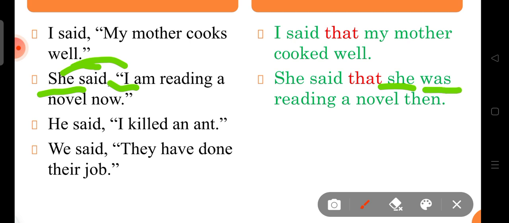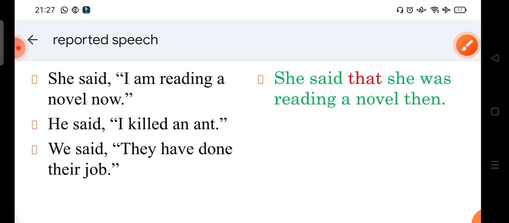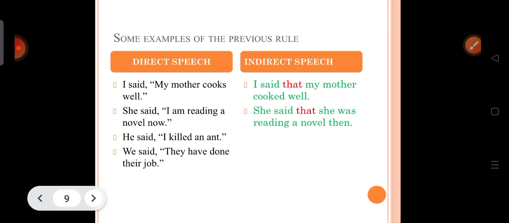So what are the other changes? "Was." Instead of "am," there is "was." Why? Because it's present tense and the reporting verb is in past tense, so we are changing into past tense. So, she was reading a novel. Now what is the other change? "Now" becomes "then." I gave you a list of words which indicate nearness.